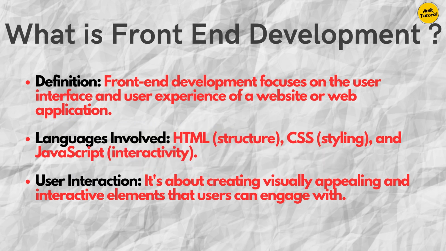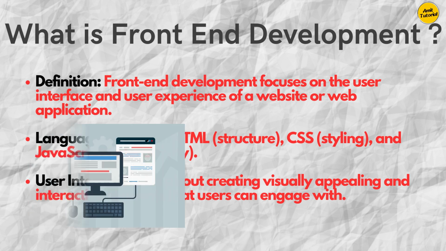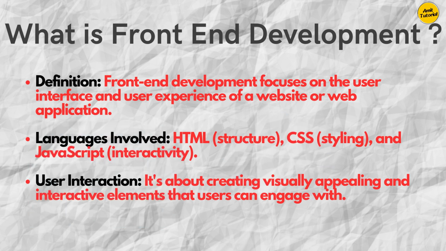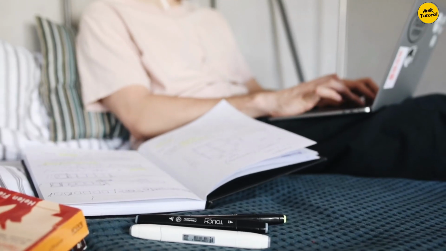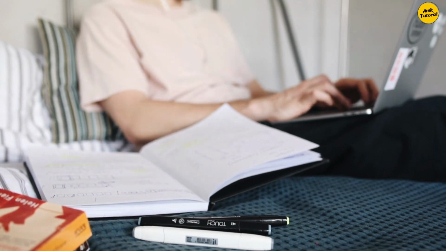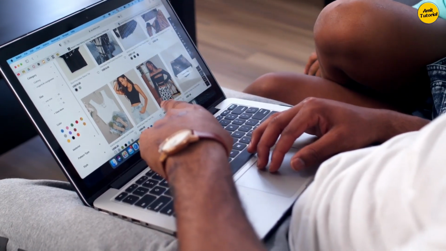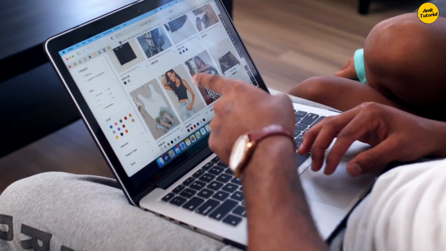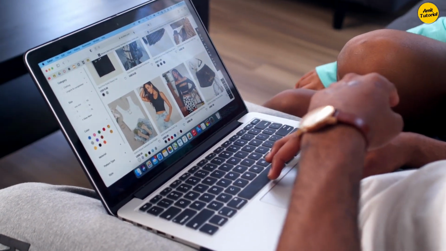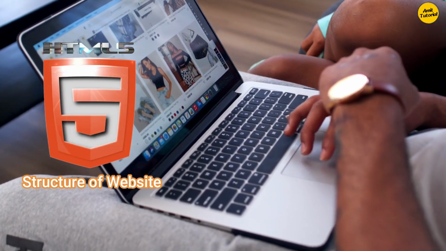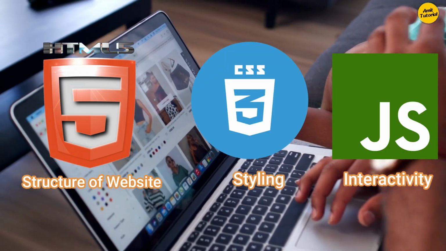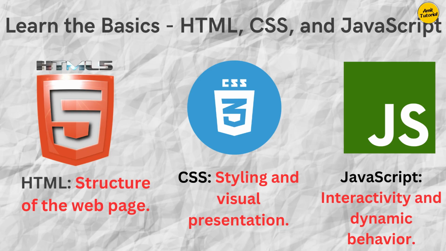Front-end development, often referred to as client-side development, is the art and science of creating the visual and interactive aspects of a website or web application. It is about bringing the design to life, making sure everything looks great and ensuring users have a seamless and enjoyable experience. In simple terms, when you visit a website and see buttons, forms, images, and animation, that is the result of front-end development. It involves the use of languages like HTML for structure, CSS for styling, and JavaScript for interactivity.